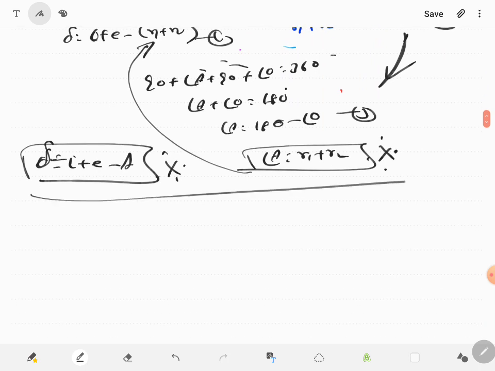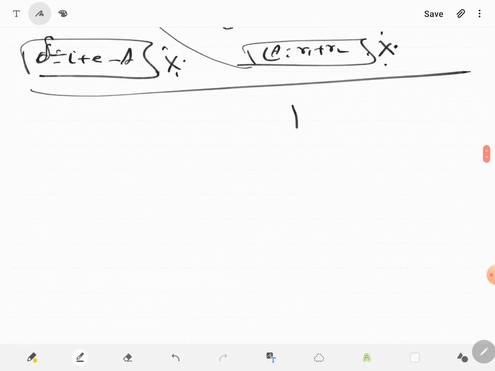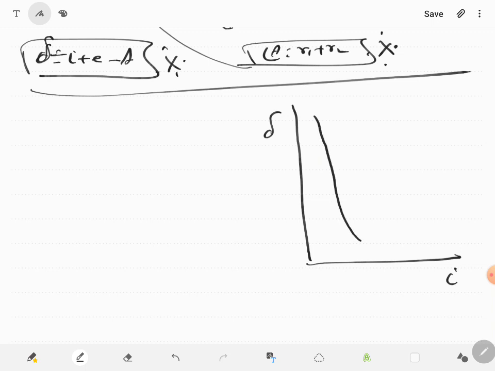Then here comes the condition for minimum deviation. This is the graph between deviation and I. It is coming to a minimum and going up like this, which shows that for some angle of incidence, there is a minimum deviation delta m when I is equal to E and R1 is equal to R2 is equal to R. This is the condition for minimum deviation.